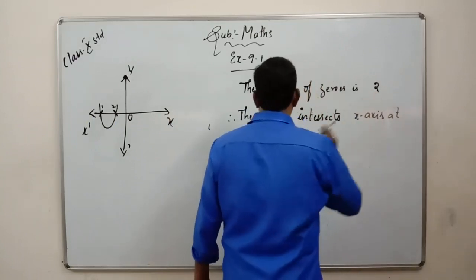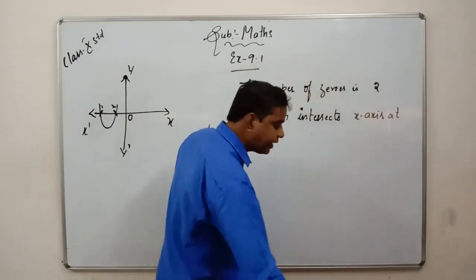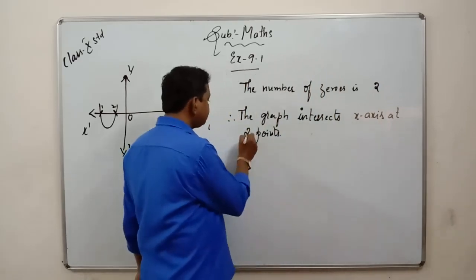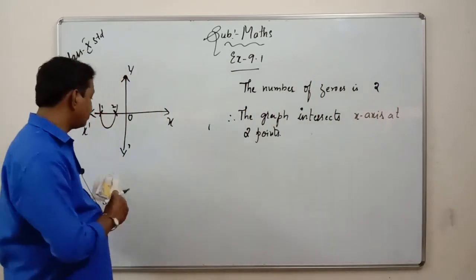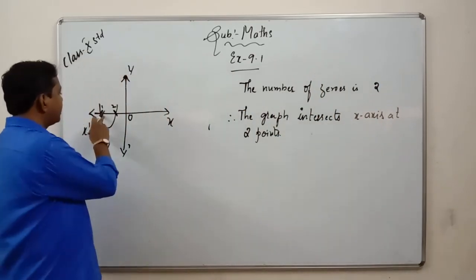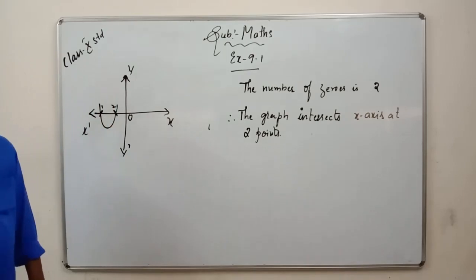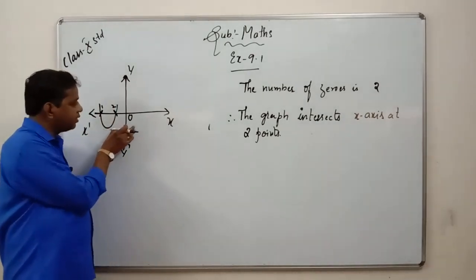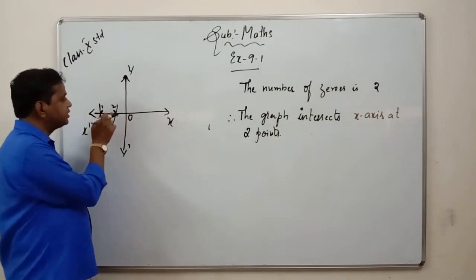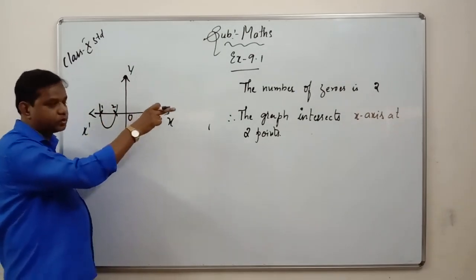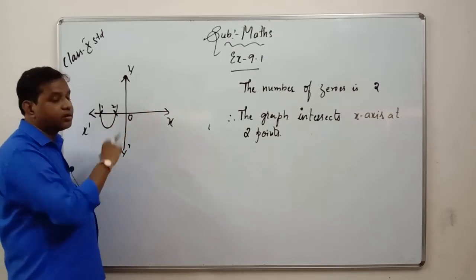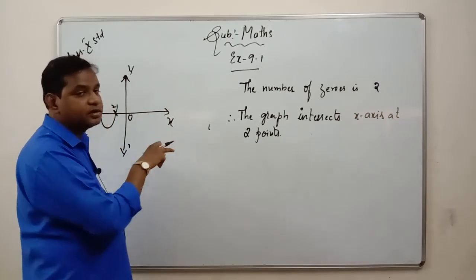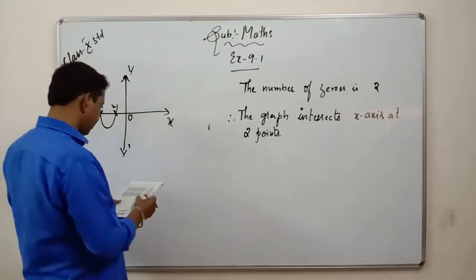Why? Because the graph intersects the axis at 2 points. Which are those 2 points? The 2 points mentioned here are 1 and 2. It is a parabola again in a U shape. So the graph is intersecting the x-axis at 2 points. Therefore, the number of zeros are 2. The reason is the graph intersects the x-axis at 2 points. This is figure 4. Let us see what is figure 5.